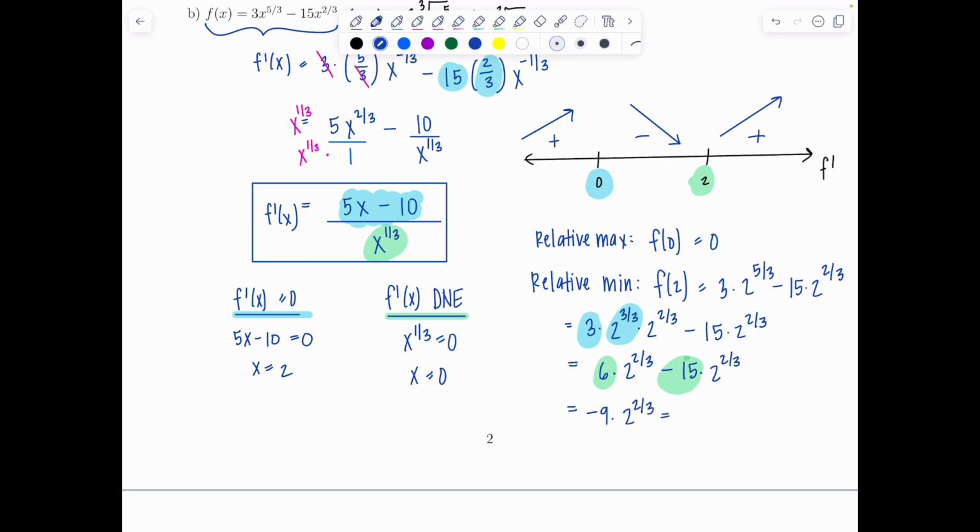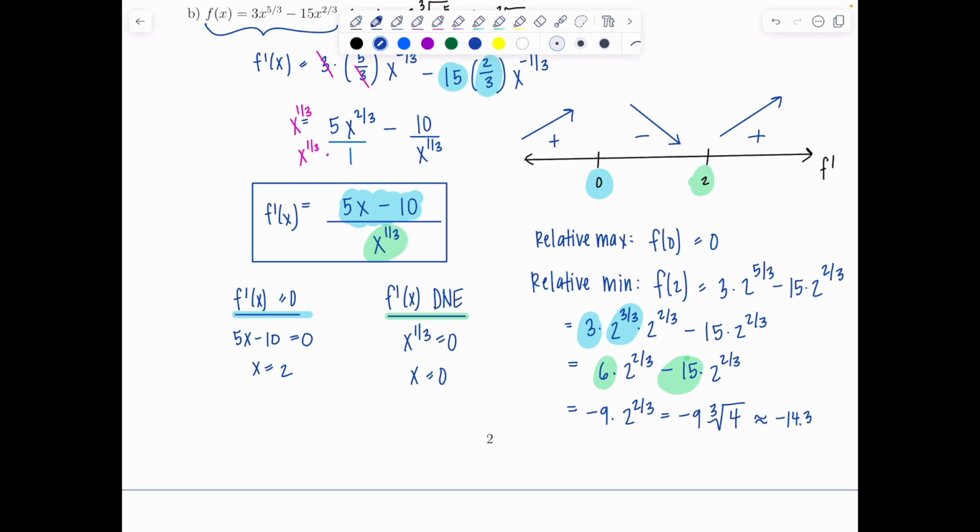And then 2 to the 2/3 is cube root of 2 squared. So -9 times cube root of 2 squared is 4. But I doubt your teacher's going to need that. Should you want to impress them, though, there you have it. And then in your calculator, this is about -14.3. Okay? So there's the relative min. Good. Just check with them how they always want the final answer.